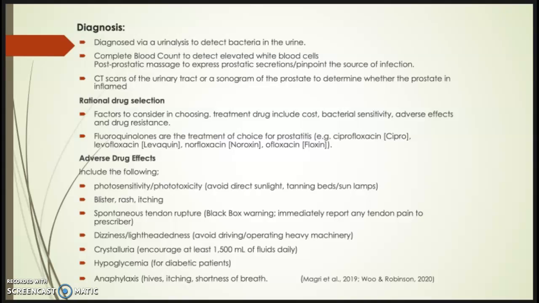Diagnosis for this can be done through a urinalysis, a CBC, a post-prostatic massage, and CT scans. Drug selection is based upon the bacteria associated with the prostatitis, the cost, and drug resistance. First choice of treatment for this is fluoroquinolones. Some adverse reactions to this are photosensitivity, skin irritation, dizziness, hypoglycemia, anaphylaxis, and a black box warning of spontaneous tendon rupture, and any tendon pain should be reported to their provider immediately.